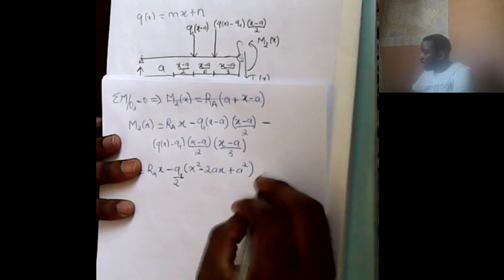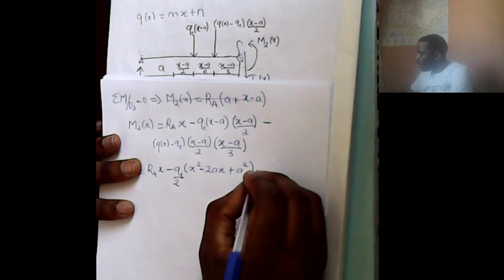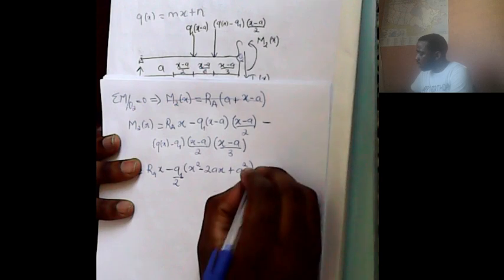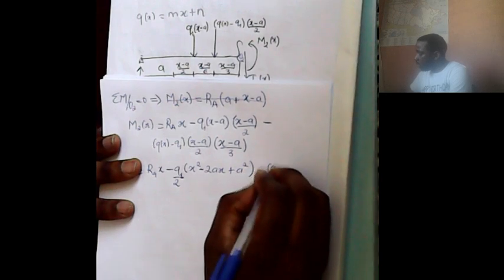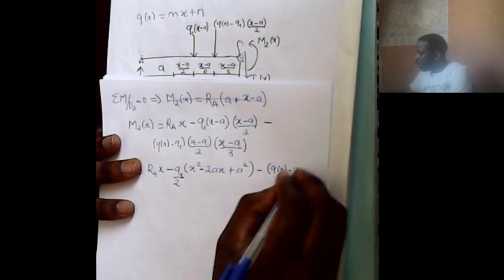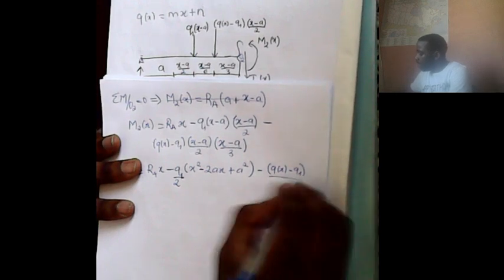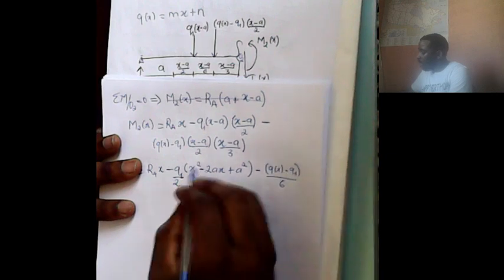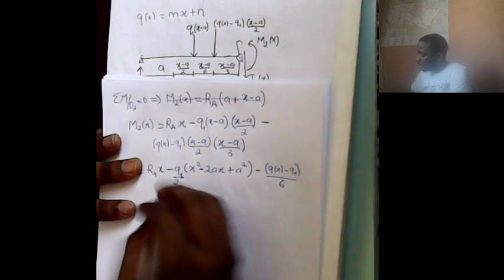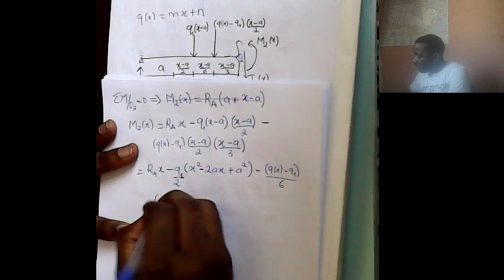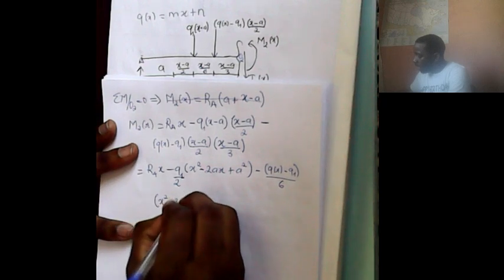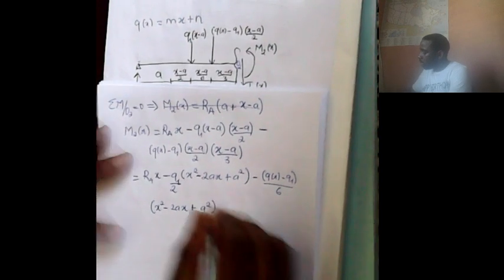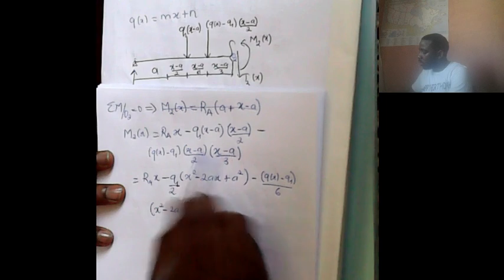All right. And then for this one, we can multiply these two. I'll have minus 1/2 of x minus 1/3. All of that divided by 6, since 2 times 3 here is 6. Okay, and I'll have the exact same expression inside here. So I'll have again x squared minus 2ax plus a squared for this one.